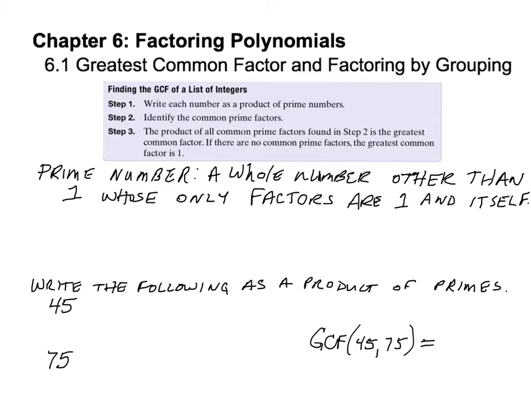So what are prime numbers? Remember, prime numbers are whole numbers other than 1 whose only factors are 1 and itself. So your prime numbers are numbers like 2, the list of primes is the set that includes 2, 3, 5, 7, 11, 13, 17, 19, 23, and so forth in that pattern.